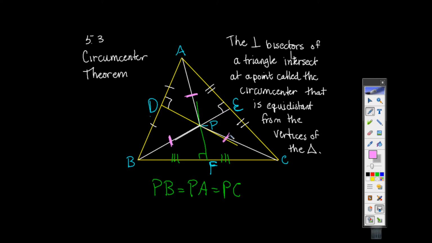Oh God, so many colors. Okay. Now, these lines here, like the DP, EP, and FP, the bisector lines, they're not necessarily the same length. They might be if we're talking about an equilateral triangle, but in any other triangle, they're not the same length. So the lines going from the vertices, the corners, to the circumcenter are the same length.